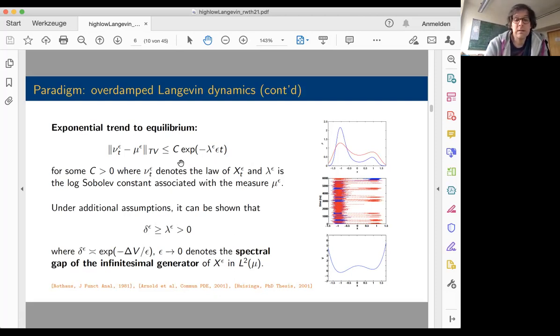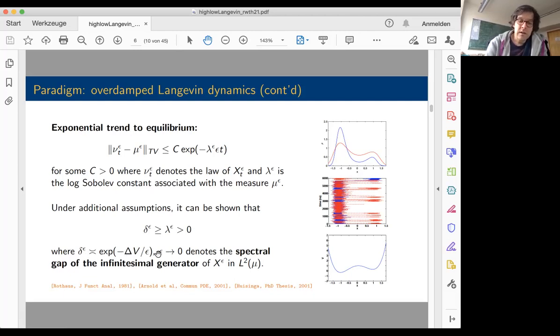It's actually independent of the dynamics, but it can be related to the particular dynamics because this lambda is the log Sobolev constant associated with this probability measure mu. But you can show that this lambda can be bounded from above by the spectral gap of the infinitesimal generator of this Markov process. So there's a differential operator associated with this overdamped Langevin equation, and this differential operator has eigenvalues in certain cases, and the principal eigenvalue that is closest to 0, so these eigenvalues are real, this is something one can show. The one that is closest to 0 gives an upper bound, or the negative of this eigenvalue is an upper bound of this convergence rate lambda.